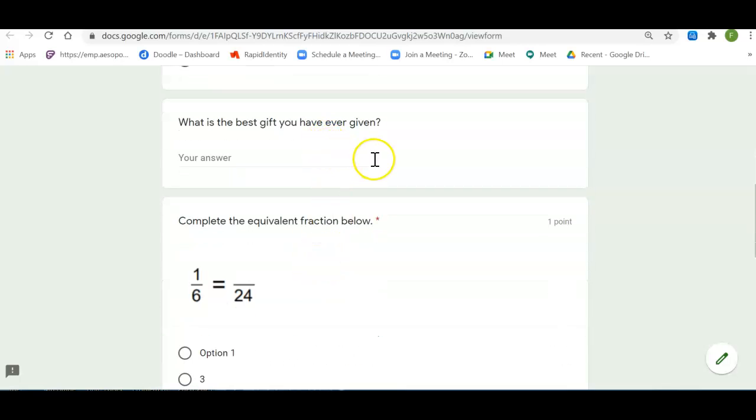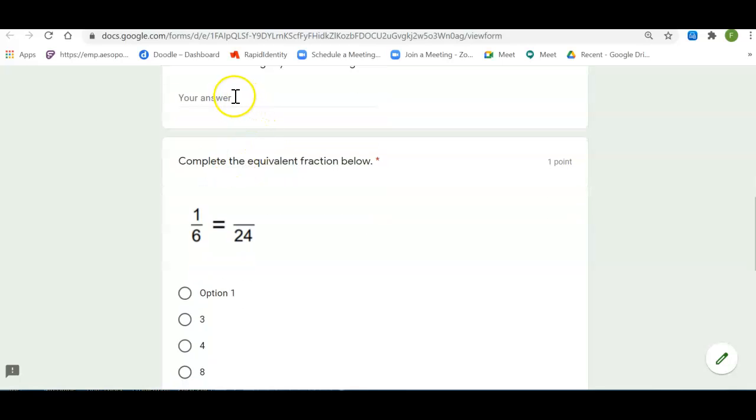We've got some questions, guys, that are not related to math. These are just fun questions for you to answer that only you know the answer to. What is the best gift you have ever given? Type your answer in right there. It doesn't have to be a whole paragraph. It can be some words, or it can be one quick sentence.